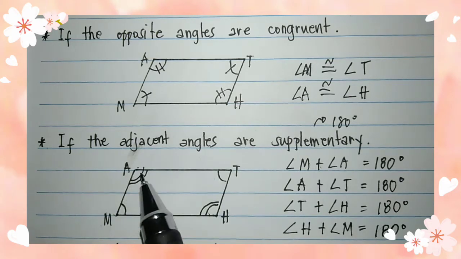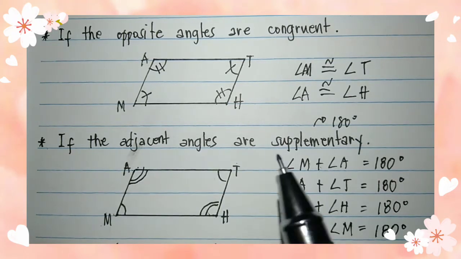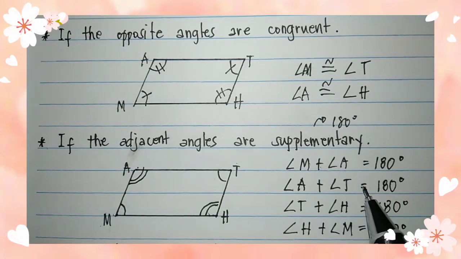And of course, we have angle A and angle T. Yan is equal to 180 degrees when you add them. Angle T and angle H, ayan, it is equal to 180 degrees when you add them also. Angle H and angle M, so ganun lang din. They are equal to 180 degrees. Adjacent angles, magkatabi. Supplementary, it measures 180 degrees.